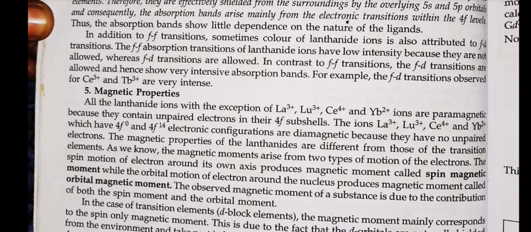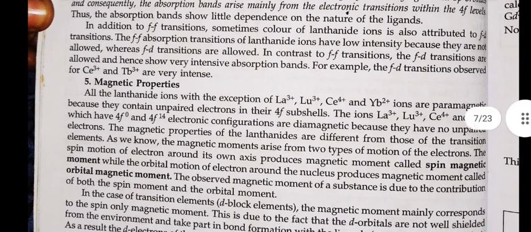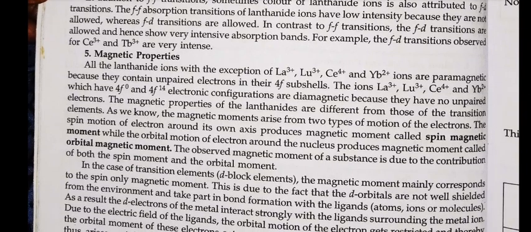In contrast to f-f transitions, the f-d transitions are allowed and hence show very intense absorption bands. For example, the f-d transitions observed for Ce3+ and Tb3+ are very intense.